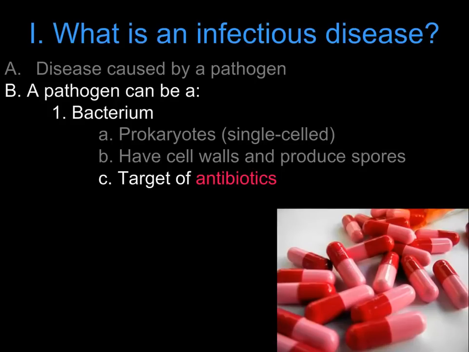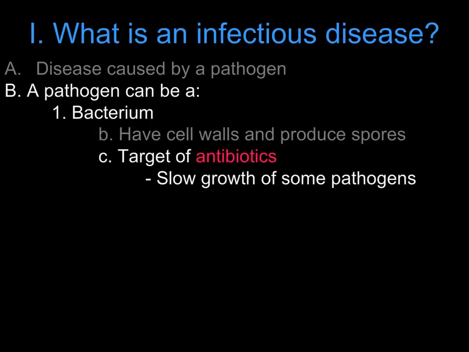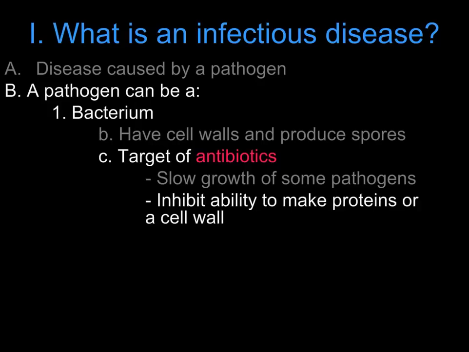Bacteria are the target of antibiotics. So when we are given an antibiotic, it is because we have most likely a bacterial infection. Antibiotics are compounds that slow the growth of some pathogens. Now, most of the time, like I said, these are bacterial infections, but they can help treat protozoan and helminth infections, especially if those protozoans or helminths require bacteria in order to survive. So it doesn't kill those pathogens directly, it kills the bacteria that associate with those pathogens.